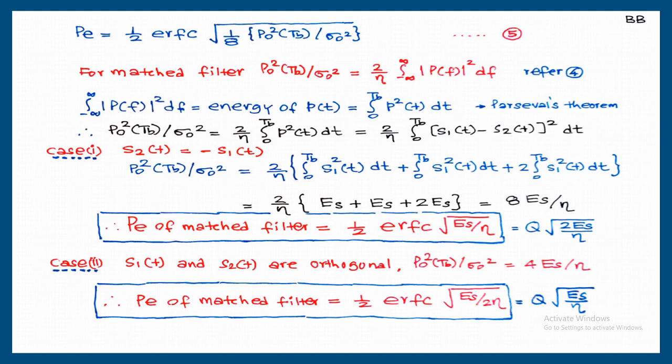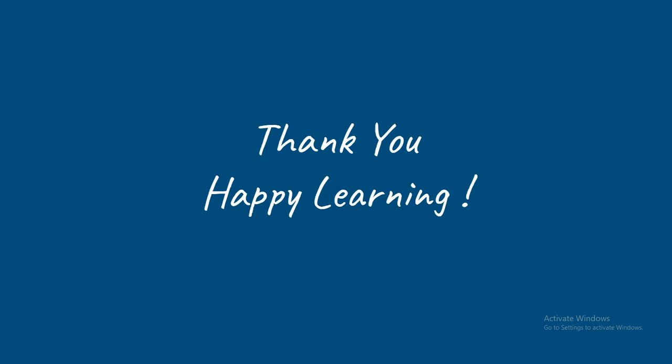So there are two cases. The first case is antipodal signals, like non-return to zero polar format or Manchester format. All these come under antipodal signals. Non-return to zero polar format, Manchester format, and in modulation, PSK and BPSK signals are antipodal signals. And if it is an orthogonal signal, the result is half complementary error function square root of Es by 2 eta. Thank you.